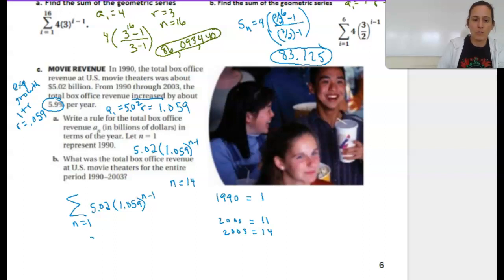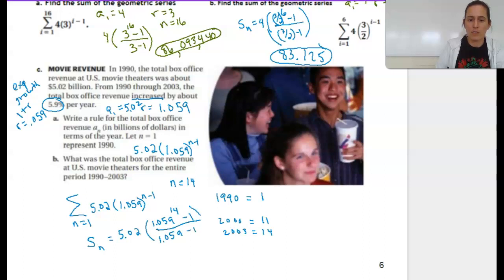Now we can plug it into the equation for the sum. We have our initial value, 5.02, multiplied by your ratio, 1.059, raised to the 14th power, minus 1, all over your ratio, 1.059 minus 1, and then we just plug all that in. When you plug that in, you'll see it's like 104.7 whatever, but remember that's in billions. So it's going to be approximately $105 billion.